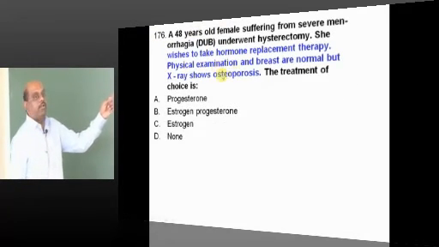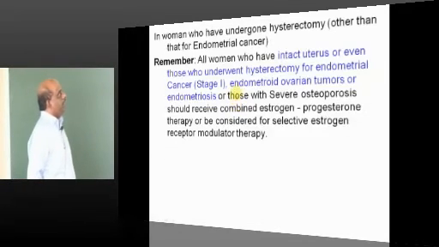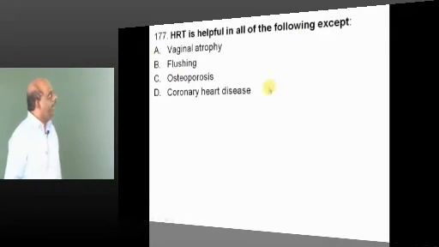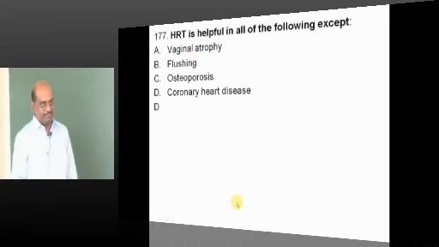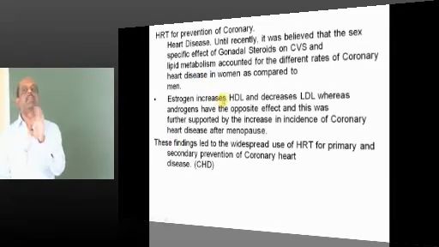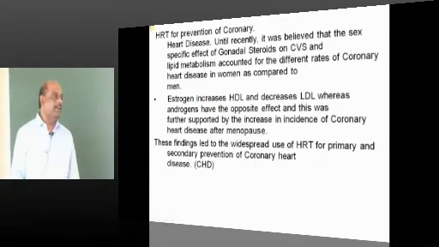A 48-year-old female, hormone replacement therapy, estrogen. We want you to get 30 out of 30 in gynecology. HRT is helpful in all except coronary artery disease. It helps osteoporosis, flushing, vaginal atrophy, everything. There are some controversies regarding its protective effect on coronaries. Rather than helping coronaries, it may promote thrombosis and you may end up with a definite heart attack.